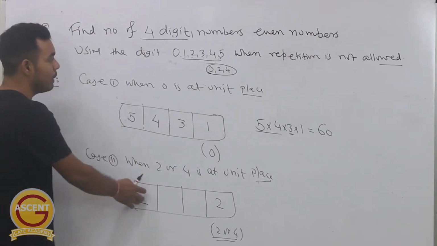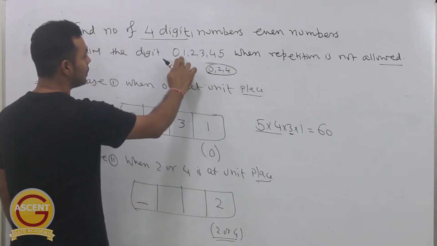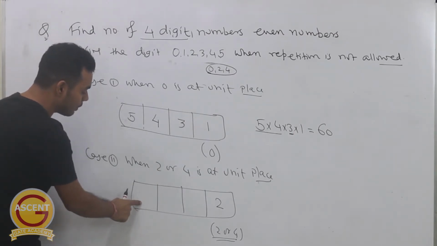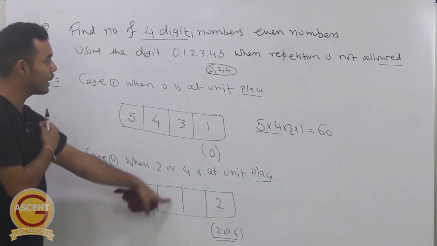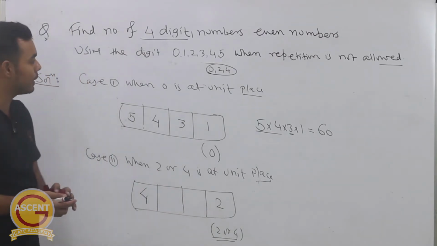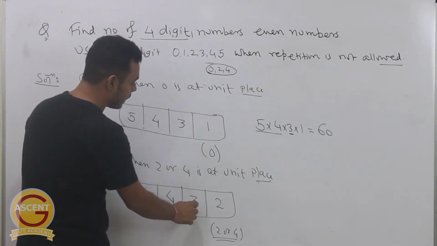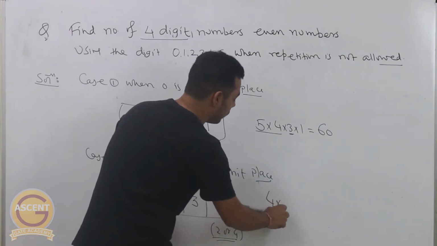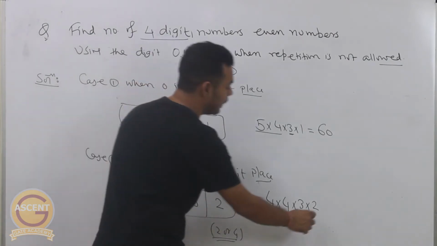Okay, 0 you can't place, and one of the non-zero digits is at unit place. So out of these 5 non-zero digits, only 4 are there for this 1000 place. Then for the 100 place, again the total number of digits is 6, and 2 digits are at unit and 1000 place. So the number of ways to fill this 100 place will be 4. And for the 10th place, you will have 3 options. So in this case, the number of even numbers will be 4 into 4 into 3 into 2. Now if you multiply all this, you will get 96.